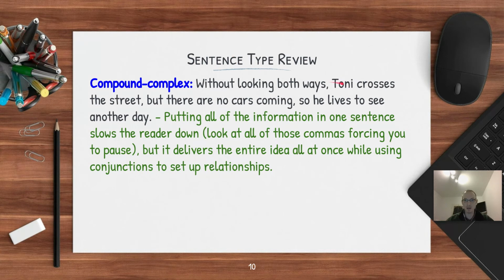Without looking both ways is my dependent clause. Tony crosses the street is one full sentence. The conjunction but is signaling some sort of a change. There are no cars coming is another full sentence. And then a second coordinating conjunction, so, drawing the cause and effect relationship. So he lives to see another day, right? And he lives to see another day is that third full sentence.